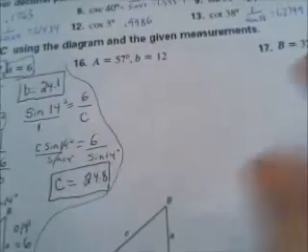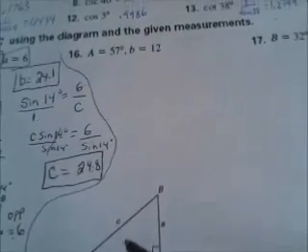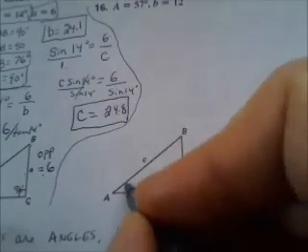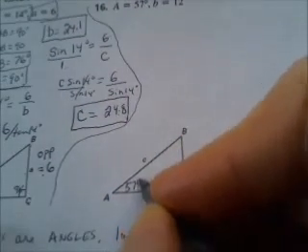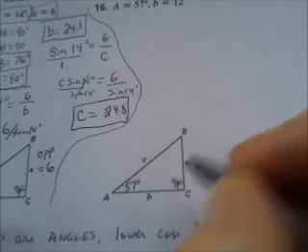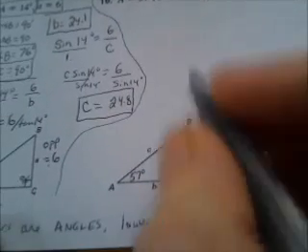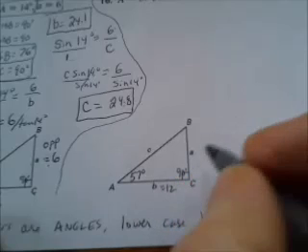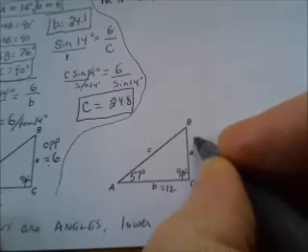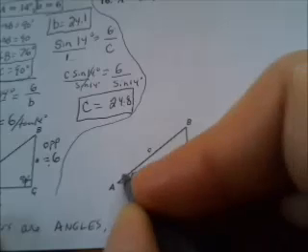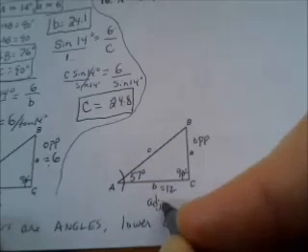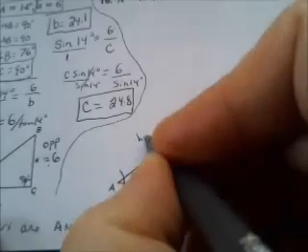Question number 16, I've redrawn another triangle for you, and I've given you that angle A is 57 degrees, so we're going to mark that with a 57. Angle C is 90 degrees, and they're telling us that side B is 12. So again, we're going to mark side A as the opposite side because we're given angle A. Side B is the adjacent side, and side C is the hypotenuse.